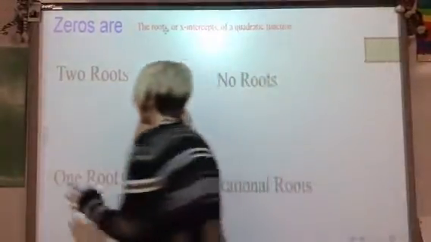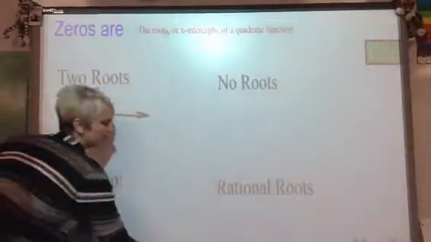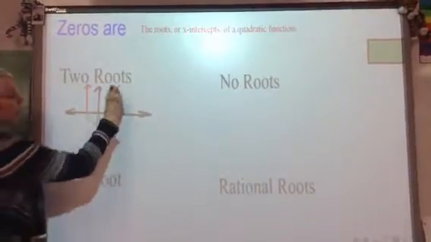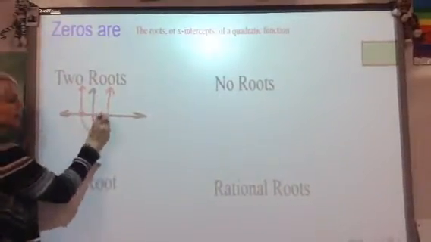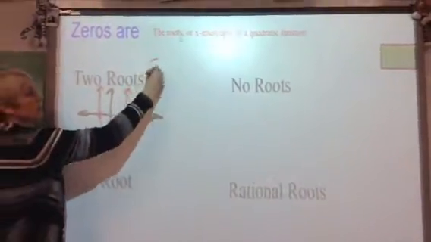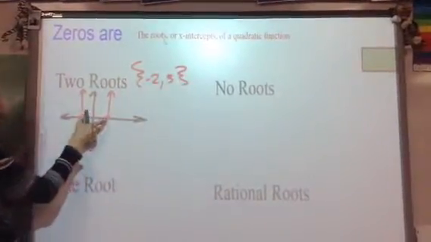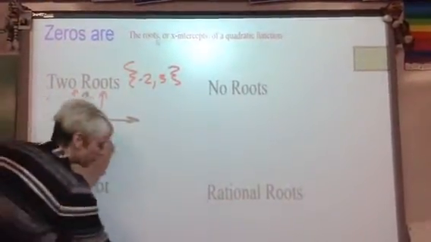So let me just show you what you might have. You're going to have two roots if you have a parabola that will actually cross in two places on that x-axis. So this would be two solutions that you would put inside fat man brackets. Let's say this is -2 and 3. So you have two solutions or two roots.